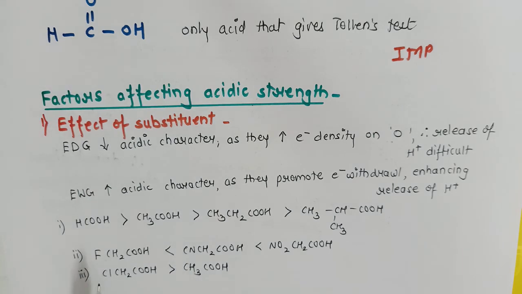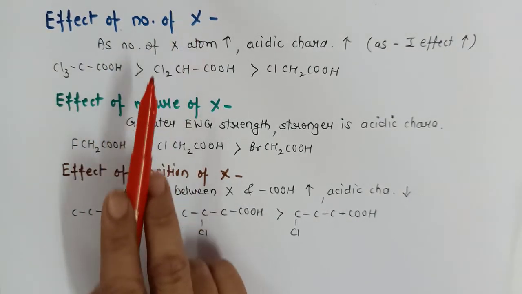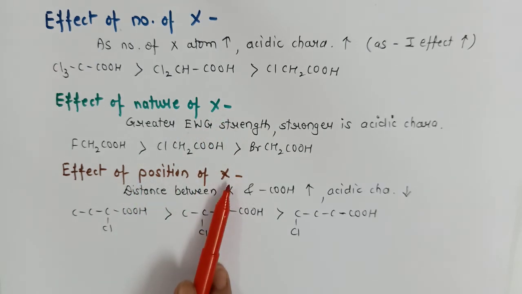The second example, fluoroacetic acid will be a weak acid as compared to cyanoacetic acid, as compared to nitroacetic acid. Why? Because the NO2 group is a strong electron withdrawing group. Similarly, chloroacetic acid will be a strong acid as compared to ethanoic acid. Other factors are the number of halogen atoms, the nature of the halogen atom, and the position of the halogen atom.